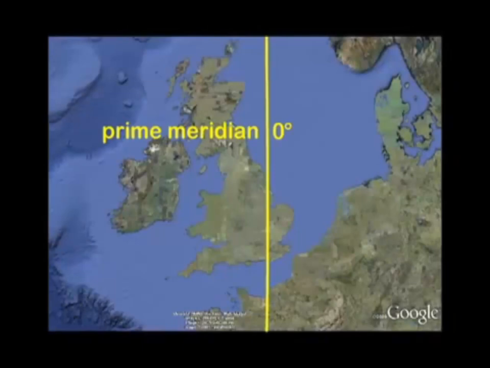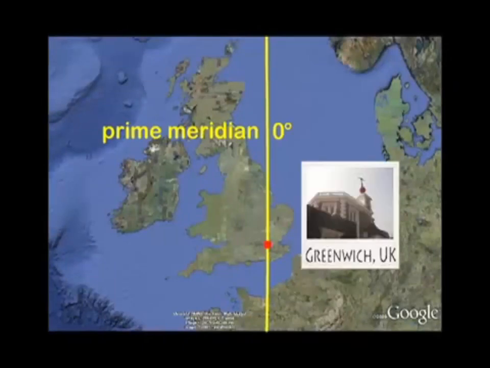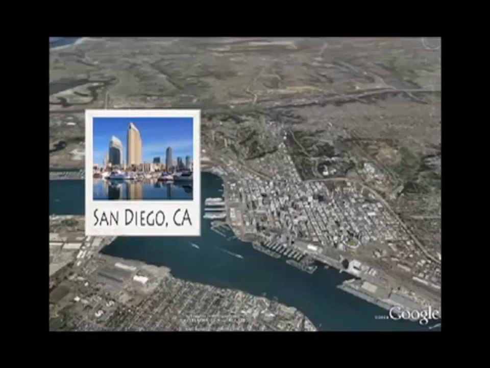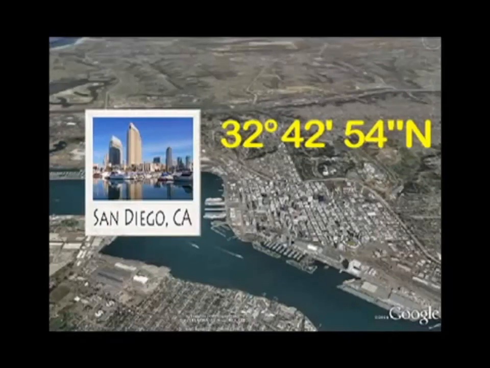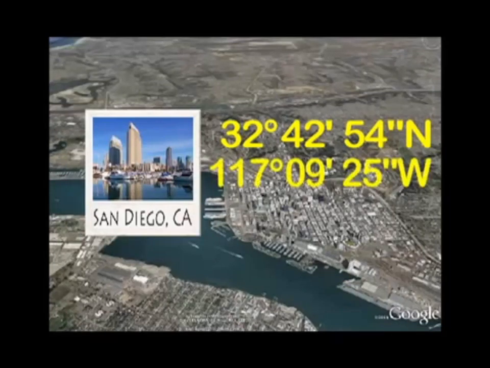0 degrees longitude is called the prime meridian. It passes through the Royal Greenwich Observatory in Greenwich, England. Using latitude and longitude, the precise location of San Diego can be written as 32 degrees, 42 minutes, 54 seconds north latitude, 117 degrees, 9 minutes, 25 seconds west longitude.